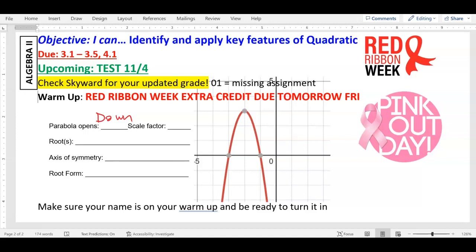Starting at the vertex, what do I count to figure out the scale factor? What is the method that we use to find the scale factor? Rise over 1. How much does it rise before it goes over 1? From here to here. Now, you have to start at the vertex. To get the A scale factor, start at the vertex, and you rise over 1.